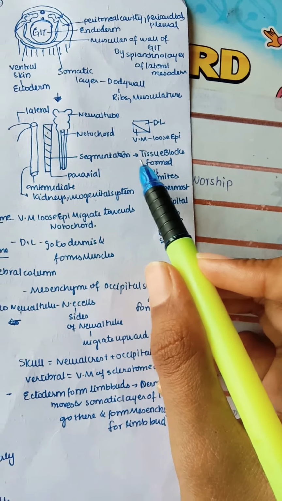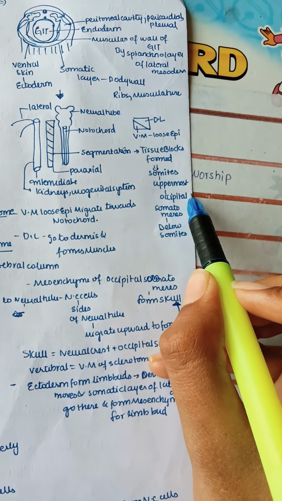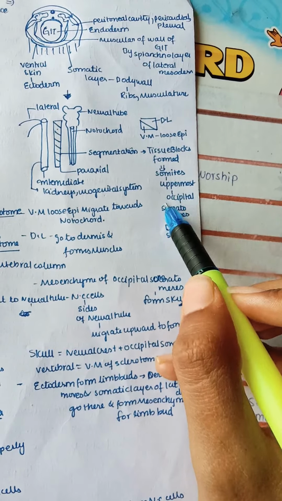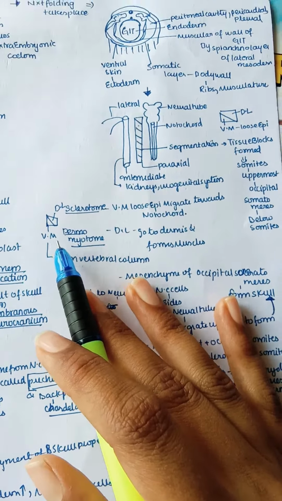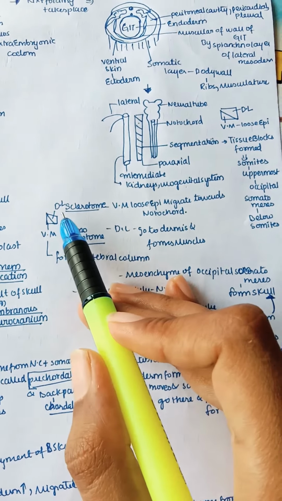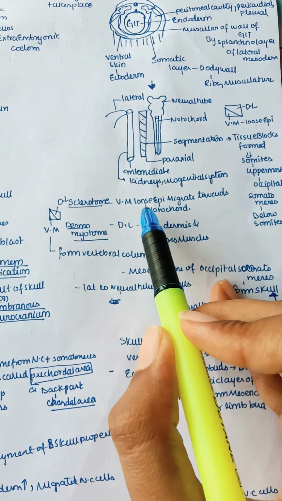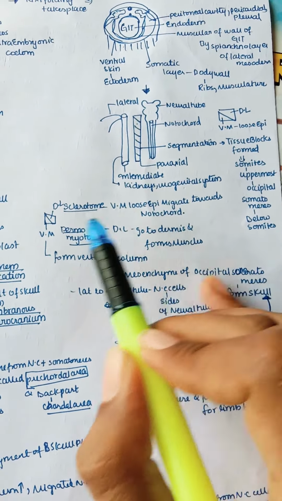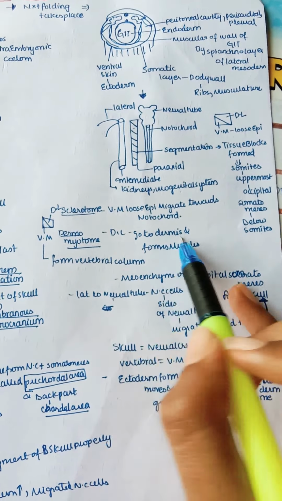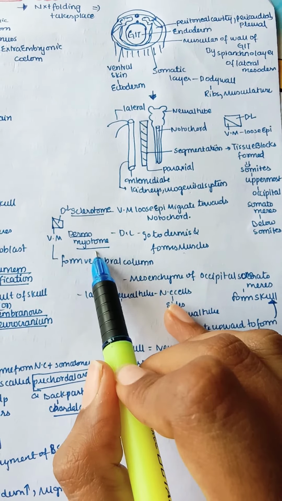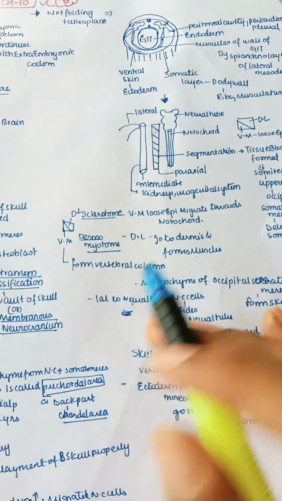Segmentation takes place because tissue blocks are formed, that is somites are formed, and the uppermost ones are called occipital somatomeres, and below in all other parts they are known as somites. So what is sclerotome, dermomyotome? In the somite, its ventromedial part is loose epithelium that migrates towards the notochord. This is the sclerotome, and the dermomyotome is the dorsolateral part which goes to the dermis. The dermomyotome is divided into dermatome and myotome. Dermatome forms the dermis of the skin, and myotome forms the muscles.